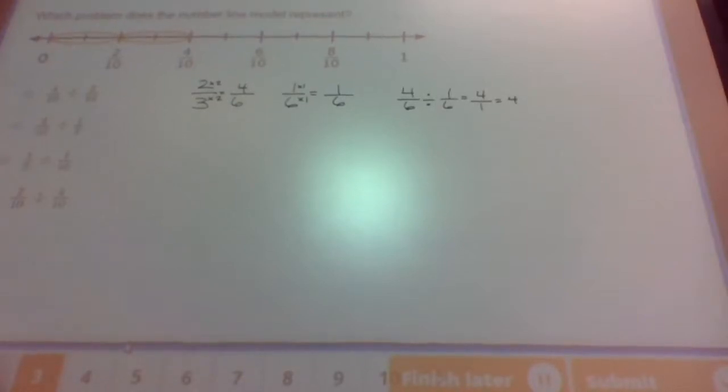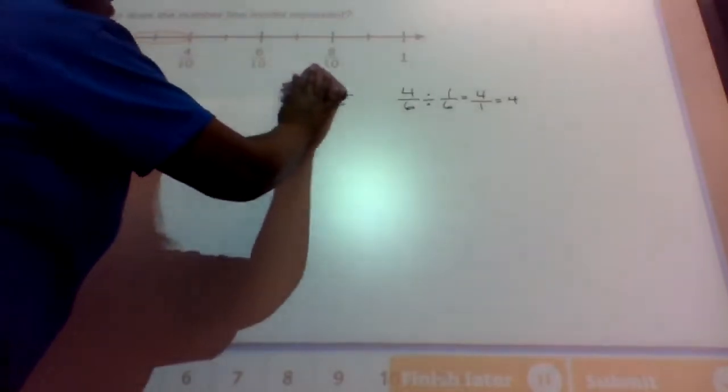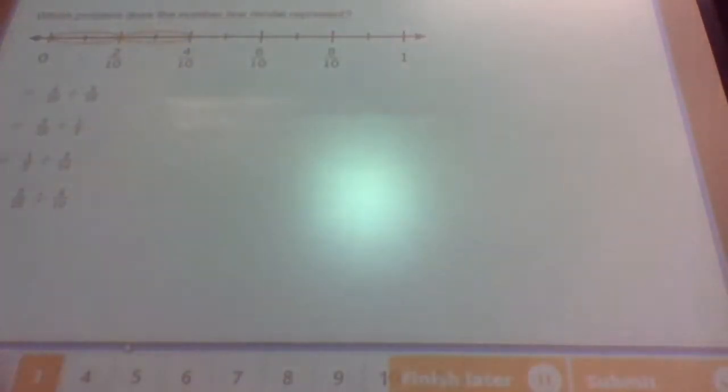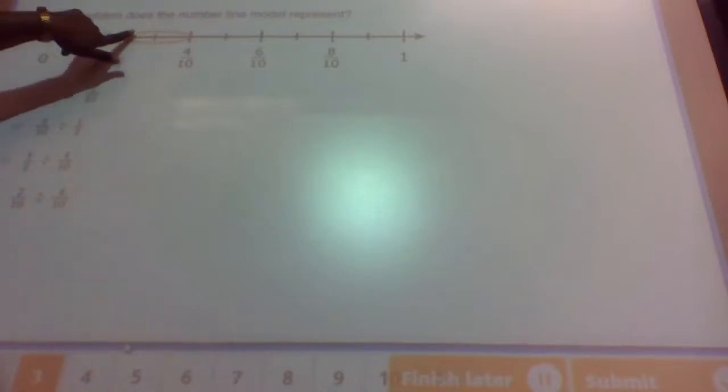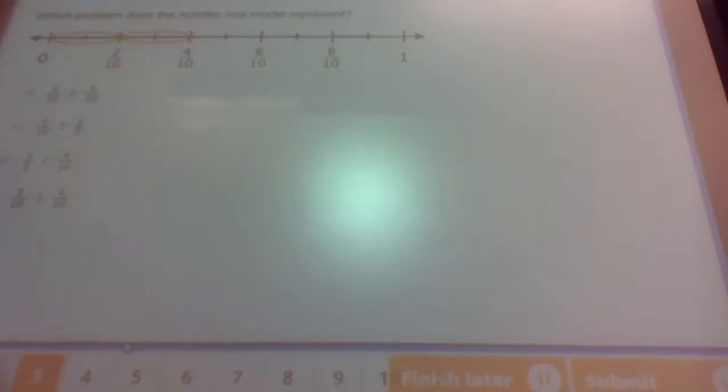All right. It says, which problem does the number line model represent? Now, the easiest thing to do in this one, we got a model, right? What do these circles give us? Our answer, right? So all we have to do is pick the problem that has an answer of 2.